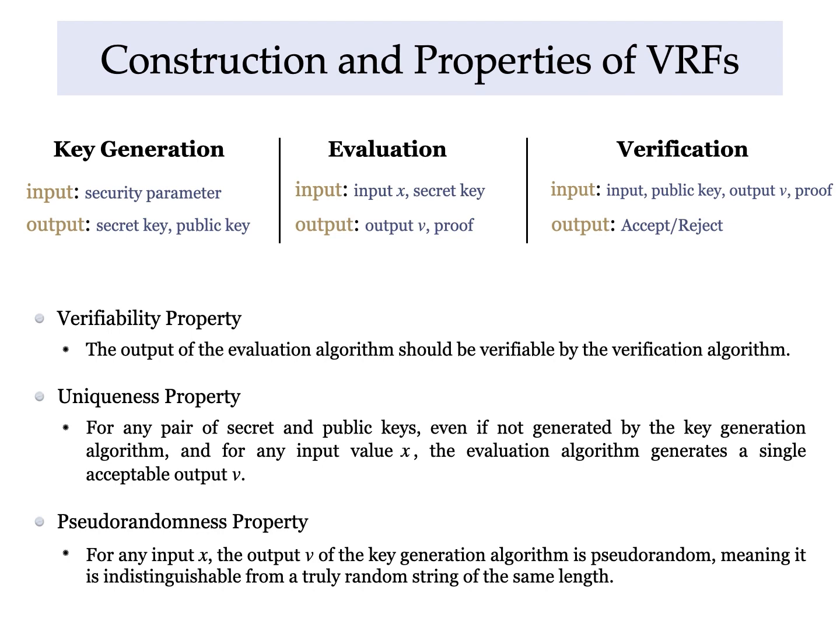So for any public key, even if it is malicious, it just needs to satisfy the verifiability property, but it may not necessarily be the output of key generation. It can be constructed in any way. So for any public key, we must have this uniqueness property. And finally, we have the pseudo-randomness property, which means that the output v in the evaluation algorithm must look like a random output of the same length, and nobody can distinguish this string from a completely random string.